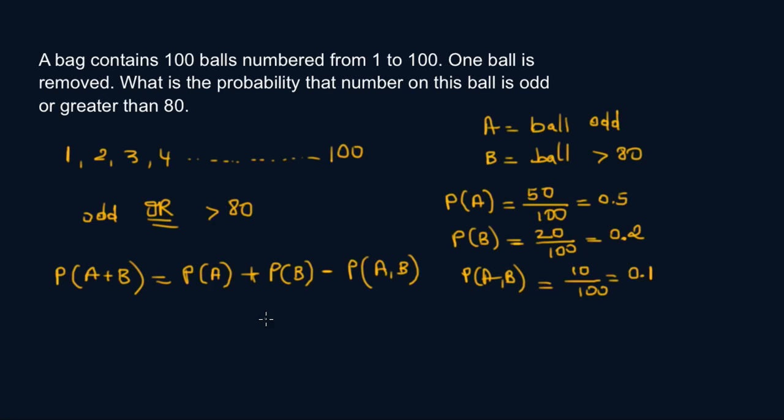From here on, it's just a matter of plugging in. 0.5 plus 0.2 minus 0.1. And I got this problem from the NCEES book as well. So this is 0.6.